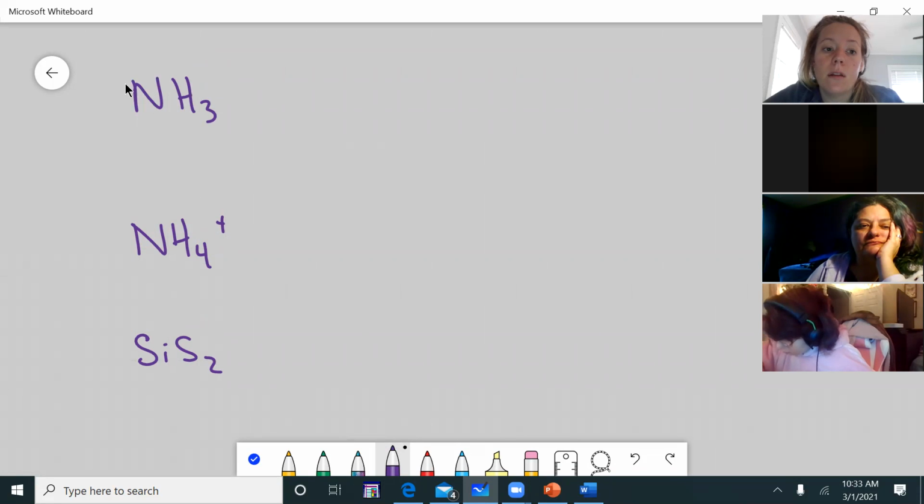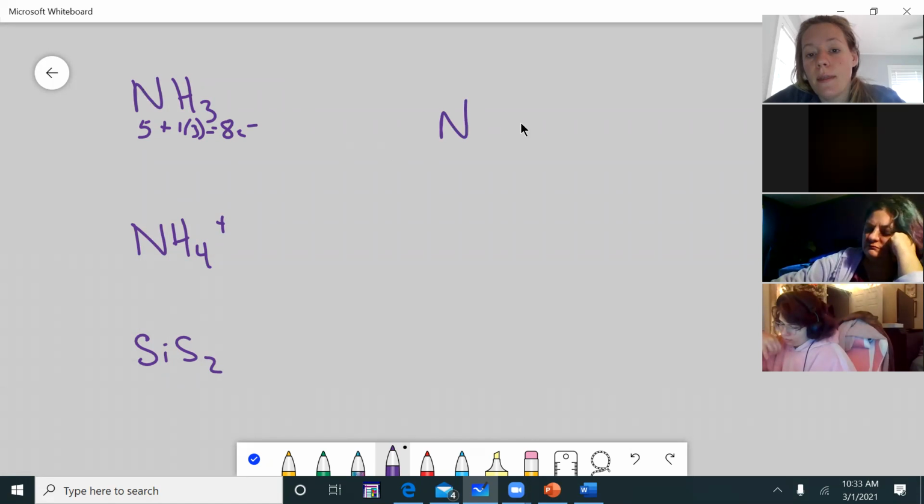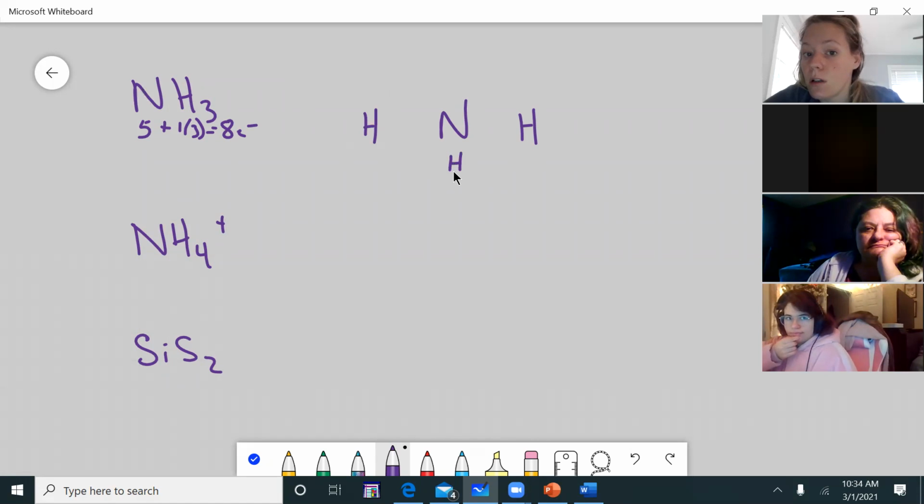NH3. Nitrogen will bring 5 electrons, and hydrogen will bring 1, but there are 3 of them. So we should have a total of 8 electrons for this first guy. When drawing it, nitrogen is going to go in the center and then the hydrogens are going to go on the side. One reason is because it creates something symmetrical. Another reason is because hydrogens just want to be on the edges so that they don't have to have more than 2 electrons. Then we need to stick it together.